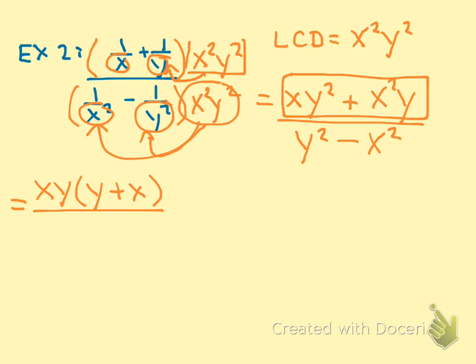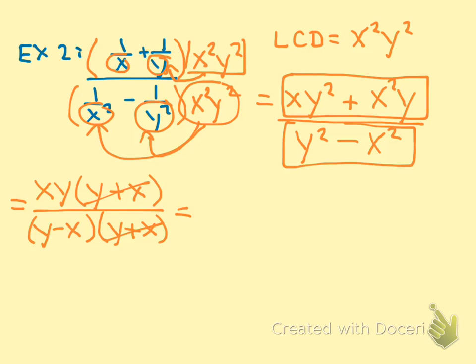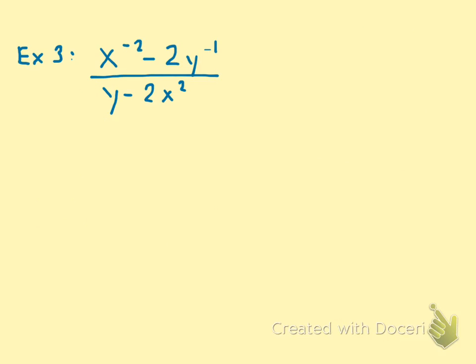The denominator here is just the difference of squares: y minus x, y plus x. Oh, isn't that nice? And isn't that interesting? And the plot thickens. Y plus x, they're a common factor. They go, and I'm left with xy over y minus x. Okay. So you just have to keep track of what you have, and again, your factoring skills have to be kind of sharp. One last problem.